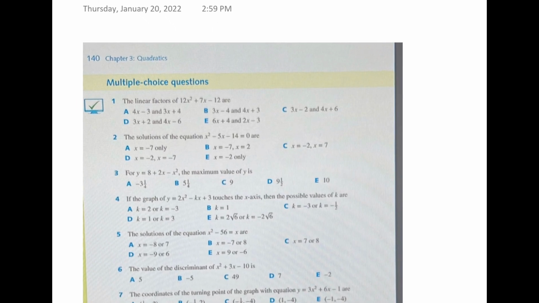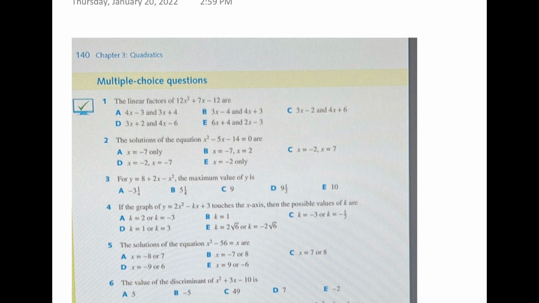Okay, so now let's look at the multiple choice. We have question 1. The linear factors of 12x squared plus 7x minus 12 are... Okay, so we have 5 choices here. How to do it is we need to factorize it in this way. So let's say I'm considering 4x times 3x to be 12x squared.